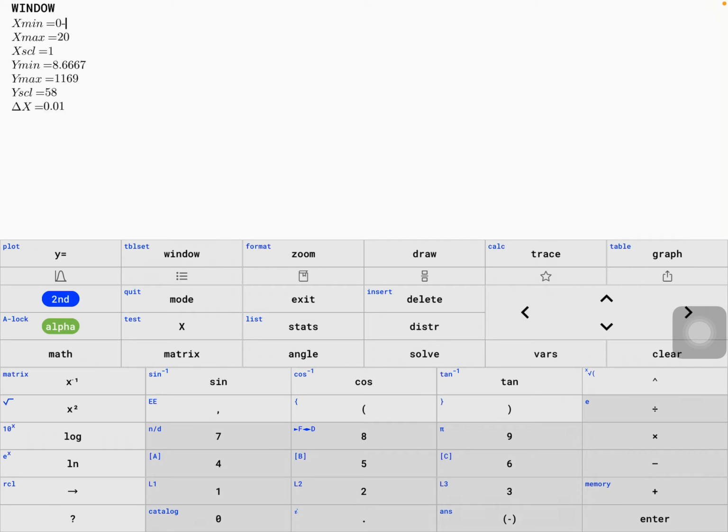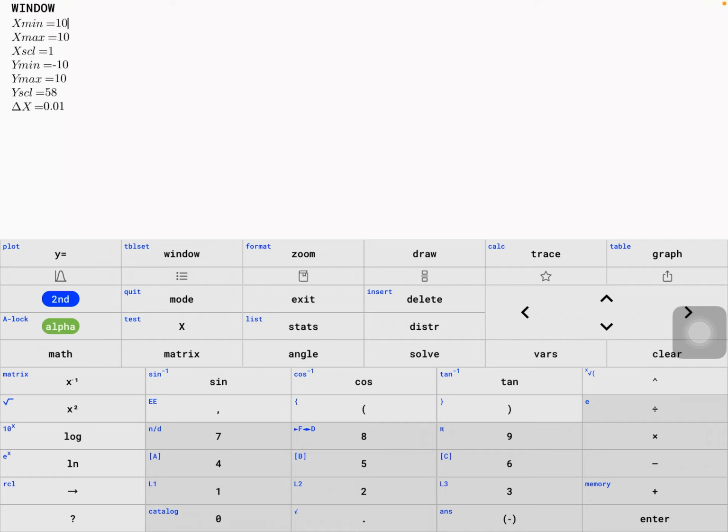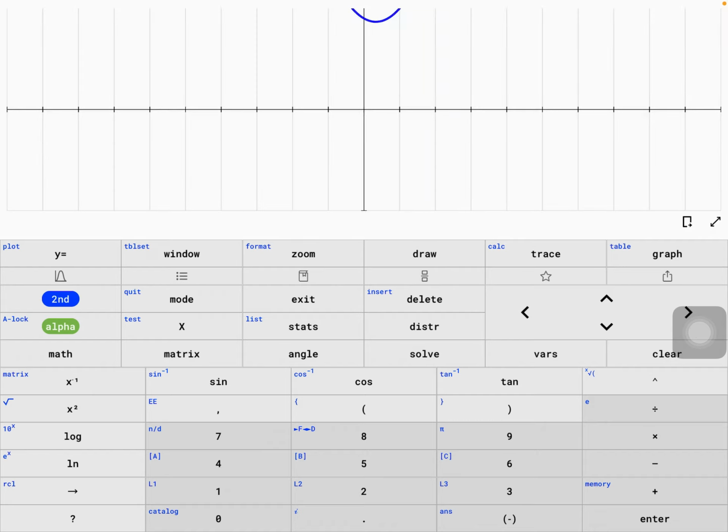I'm going to change this, so we're going to go -10, 10. Oh shoot, I gotta clear that. 10. Clear. -10. y min, negative 10. So we just go negative 10 to positive 10 as a typical window there. Okay, so let's graph that. Why did it do that? Oh, I forgot to put negative on this one. Negative. Hopefully that works.